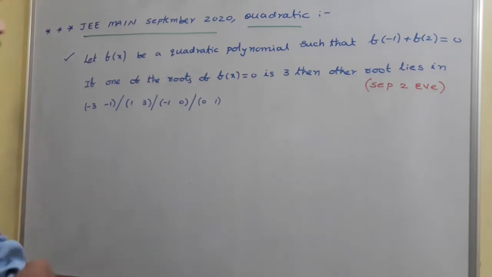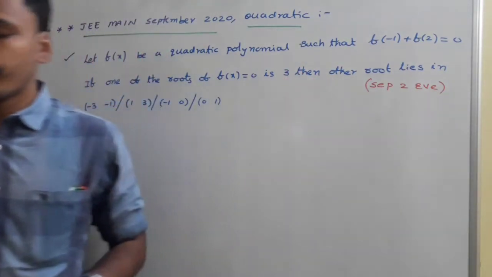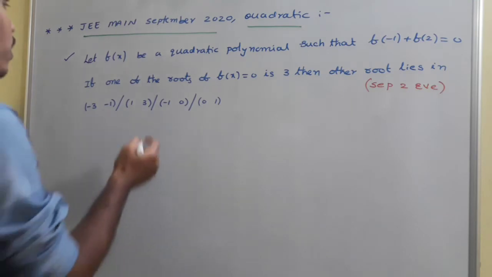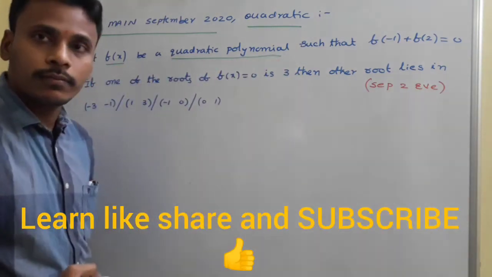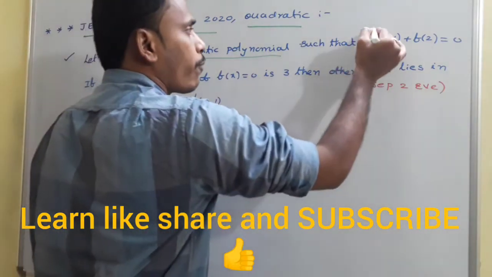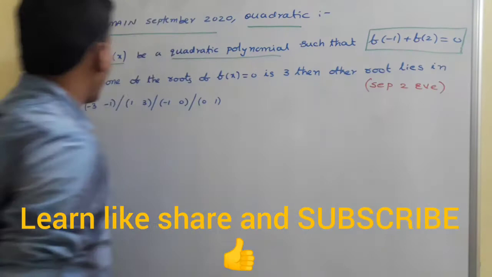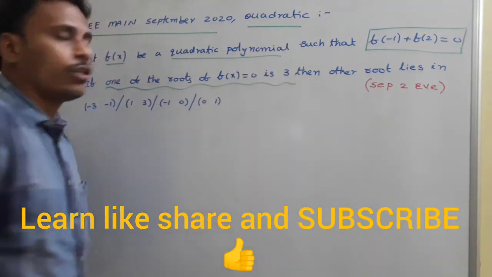Next question, asked on September 2nd evening. Let us read the question. Let f of x be a quadratic polynomial such that f of minus 1 plus f of 2 equals 0. They also mention that one of the roots of f of x equals 0 is 3.